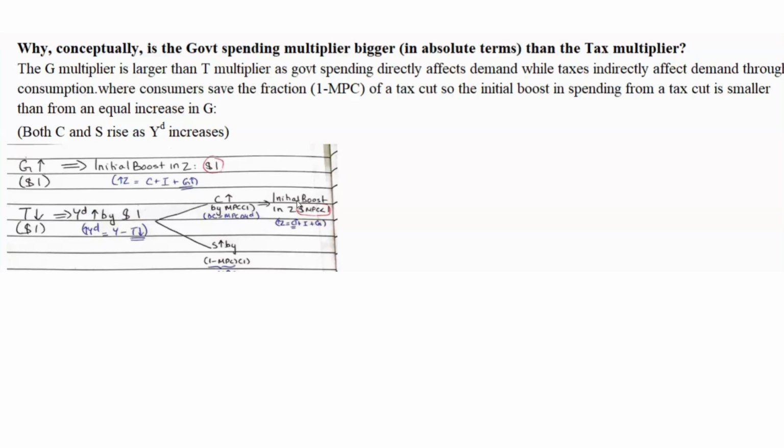So that is why conceptually the government spending multiplier is bigger than the tax multiplier: the initial boost in spending that you get from a tax cut is smaller than from an equal increase in G, because when disposable income increases, both C and S increase.